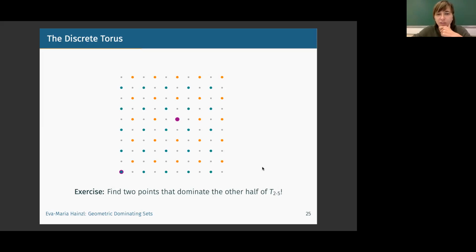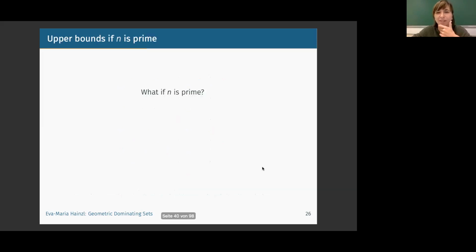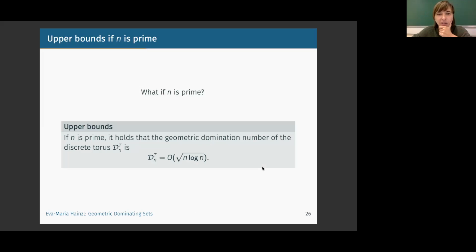Now, what if n is prime? Then we would only have this general upper bound 2n plus 2, which is really bad because we already know 2n is a trivial upper bound. But we can actually show that if n is prime, the domination number is asymptotically bounded from above by a constant times square root n log n.